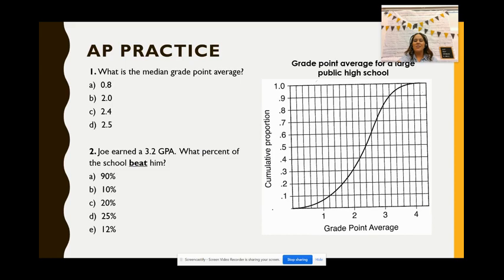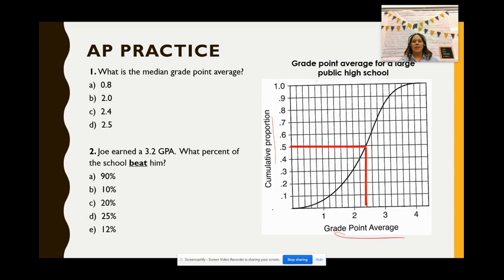All right, here's our last U-Try for you. 2 problems, both having to do with the exact same ogive. It says grade point average for a large public high school. We have our GPA on the x-axis. We have our cumulative proportion, also known as relative cumulative frequency, on the y-axis. Go ahead and answer number 1. What is the median grade point average? Median, you do have to know, median is like the 50th percentile, the middle.